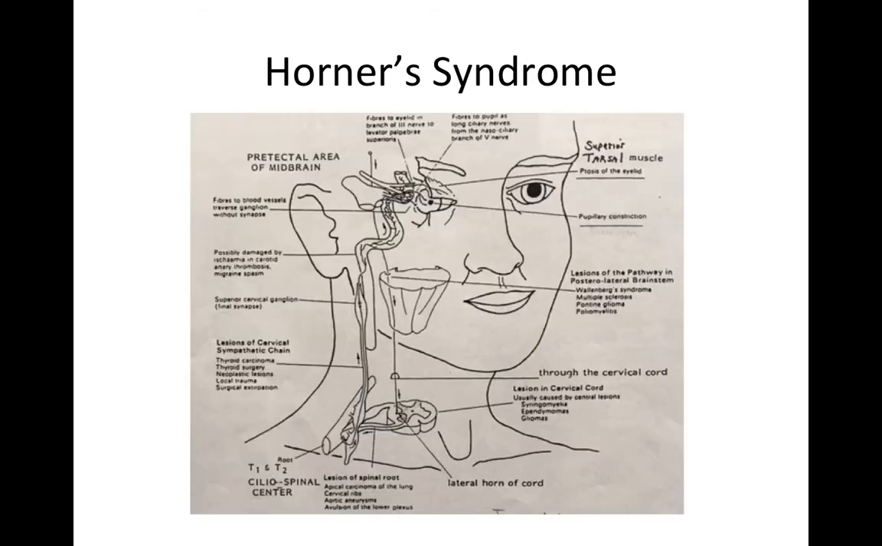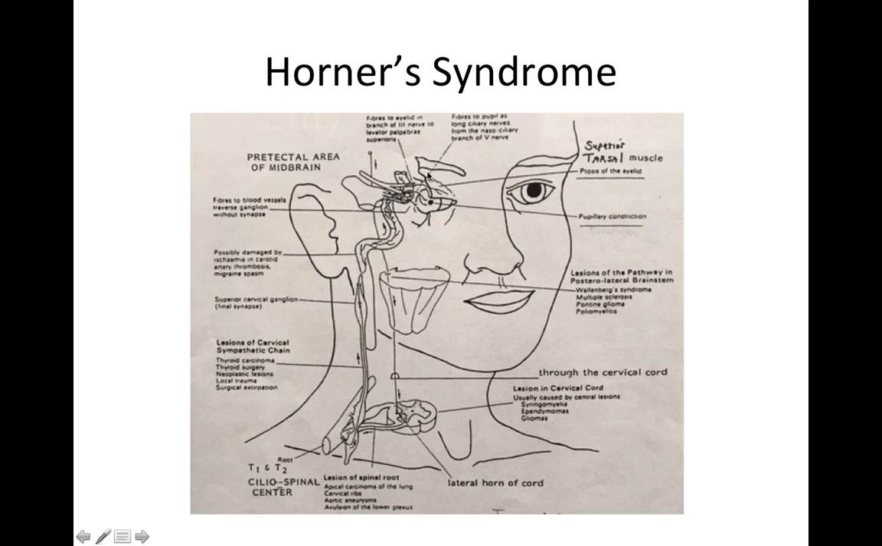Another clinical correlate is Horner syndrome. And we talked about the parasympathetic and the sympathetic aspects of cranial nerve 3. So essentially what Horner syndrome is, it's a deficit in the sympathetic innervation of the eye. So there's several signs and symptoms that we will see that correlate with Horner syndrome. Some of those are miosis. That's whenever you have constriction of the pupil, and this is because of the unopposed action of the parasympathetic innervation. So you'll see here pupil constriction.